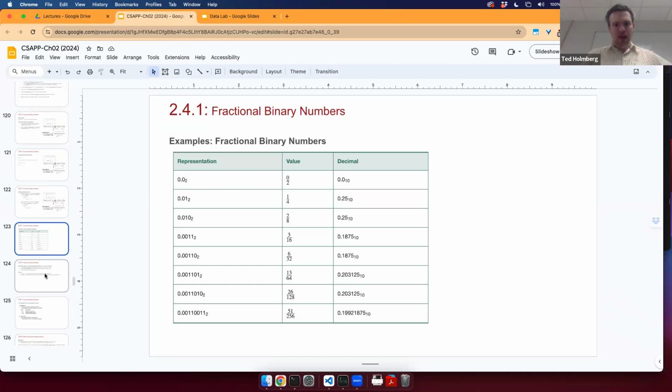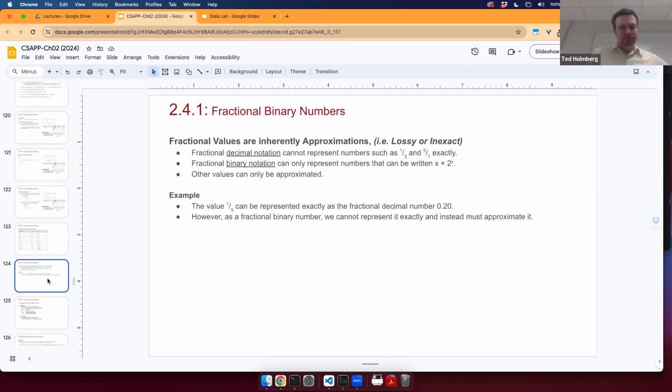And of course, the important concept is you can see how we can start representing a lot of different decimal values or fractional values that are to the right of our binary point. And so, as I already said, fractional values are inherently approximations. So they're lossy, they're inexact. That's true in decimal notation. That's true in binary notation.